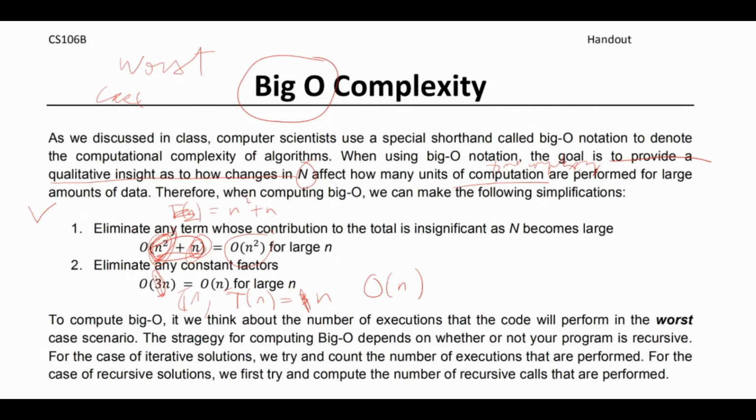Because to compute big O, if we think about the number of executions referred as the frequency count of the code will be performed in the worst case scenario. The strategy for computing big O depends on whether or not your program is recursive or iterative. For the case of iterative solutions, we try and count the number of executions that are performed. For the case of recursive solutions, we try to compute the number of recursive calls that are performed.